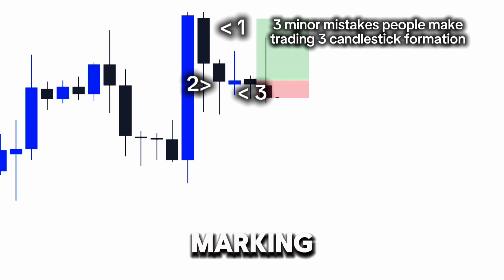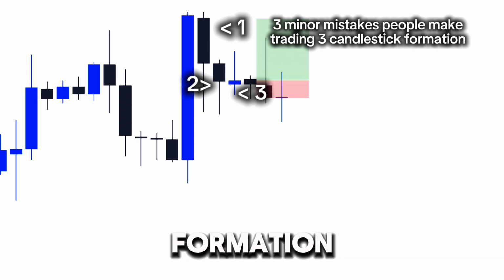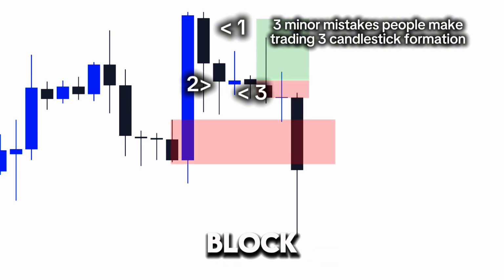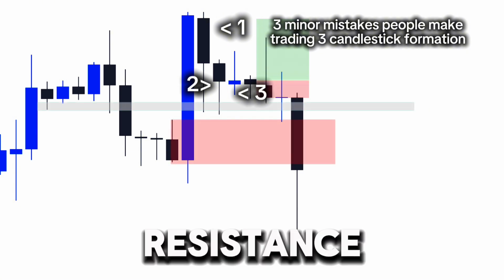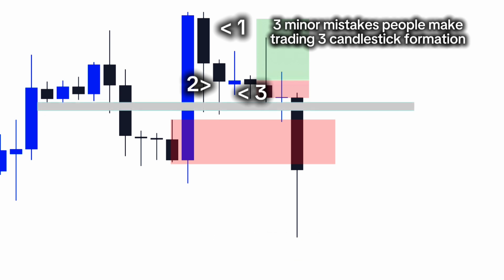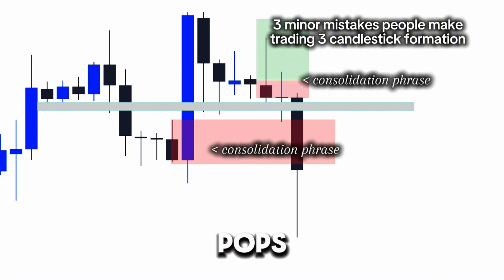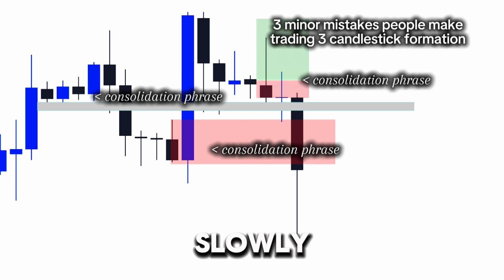Instead, to make consistent profit with this strategy, you want to do these 3 things. 1. Make sure the marking of your 3 candlestick formation starts after price breaks out from either a breaker block, a support zone, or a resistance zone. Second, make sure the previous candle created a consolidation phase before the pop, or moved smoothly and slowly.